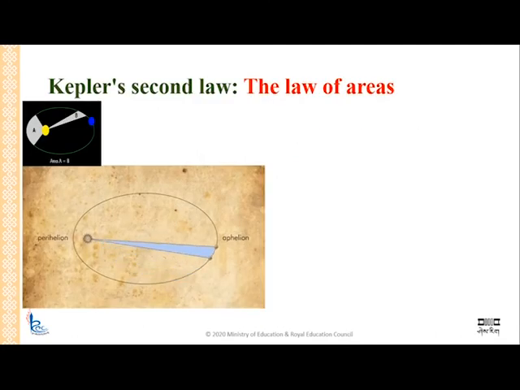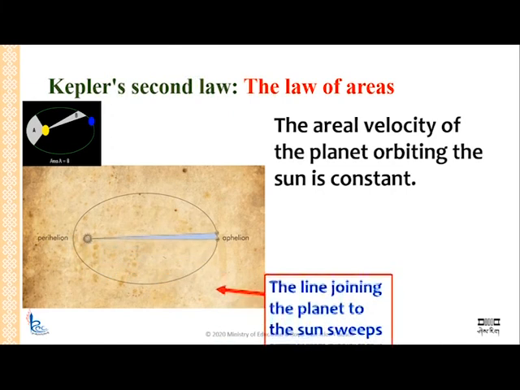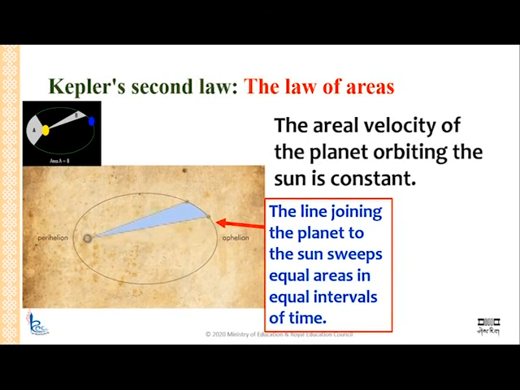Now the next one is Kepler's second law, which is also called the law of areas. It states that the areal velocity of the planet orbiting the Sun is constant, or the line joining the planet to the Sun sweeps equal areas in equal intervals of time. It means that the planet covers equal areas in equal intervals of time wherever it is in the orbit.